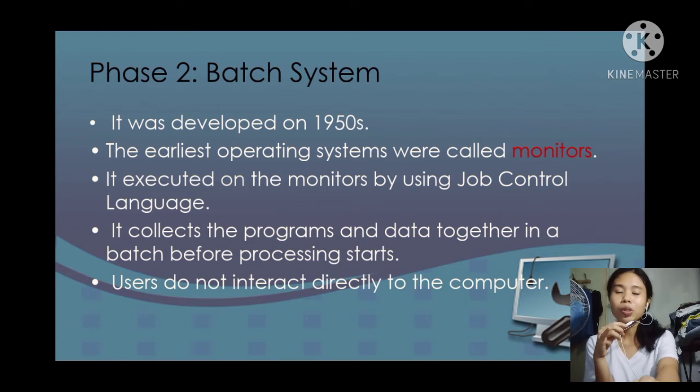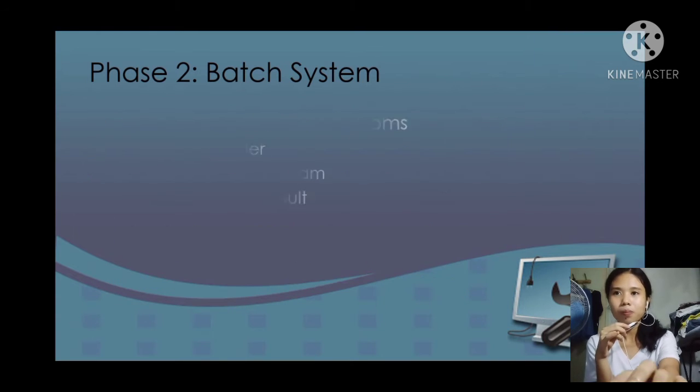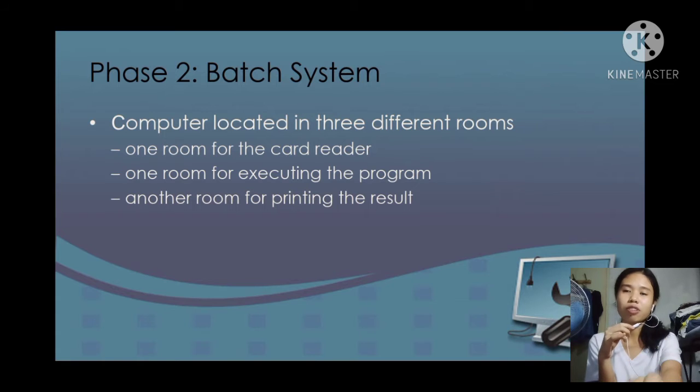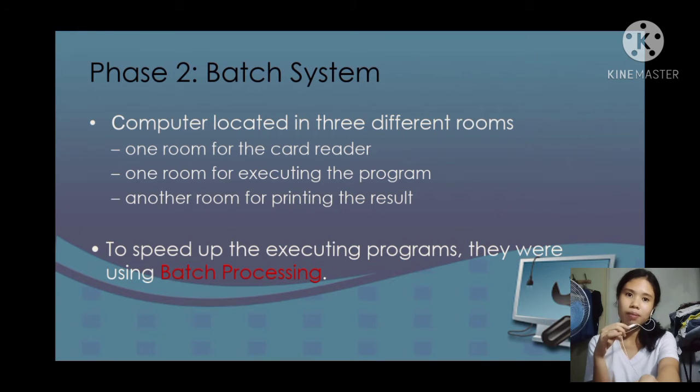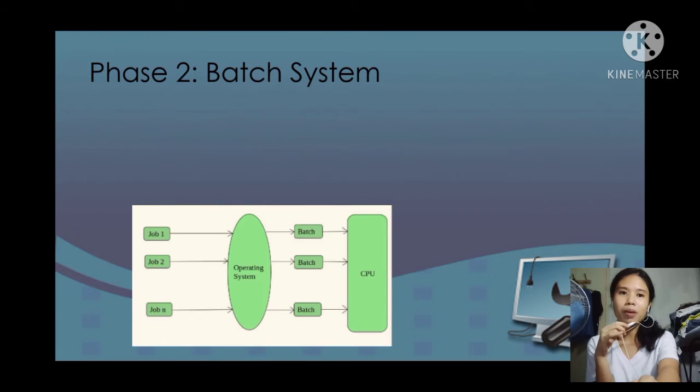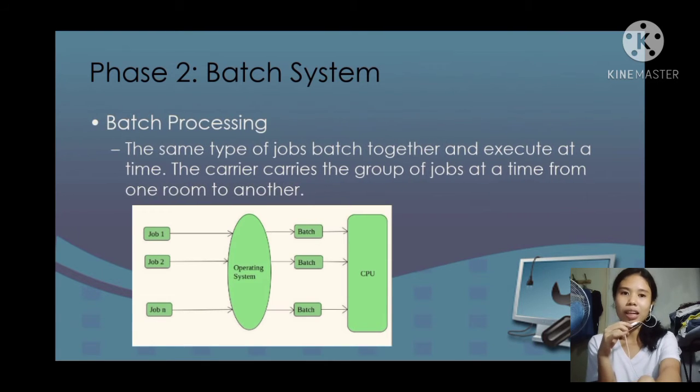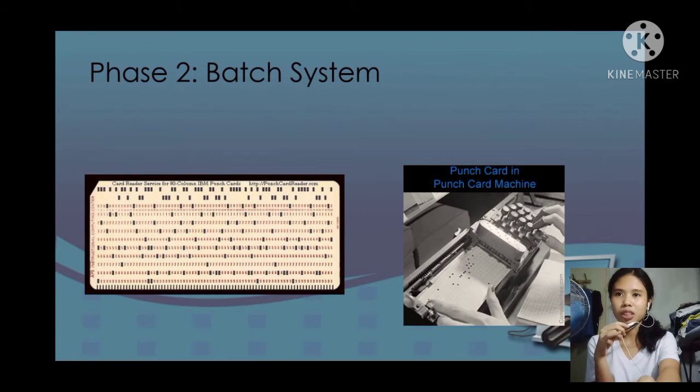Ibig sabihin nito, bawat user ay ipe-prepare nila yung data nila on an offline device tulad ng punch card. Then, dun pa lang isasubmit sa operator. So, computer located in 3 different rooms. One for the card reader, second one is the executing the program, and the third one is for the printing the results. So, para mapabilis yung executing ng program, gumamit sila ng batch processing. Dito, pagsasama-samahin mo ng magkakaparehas na punch card bago nila i-execute. So, ito yung punch card in punch card machine.